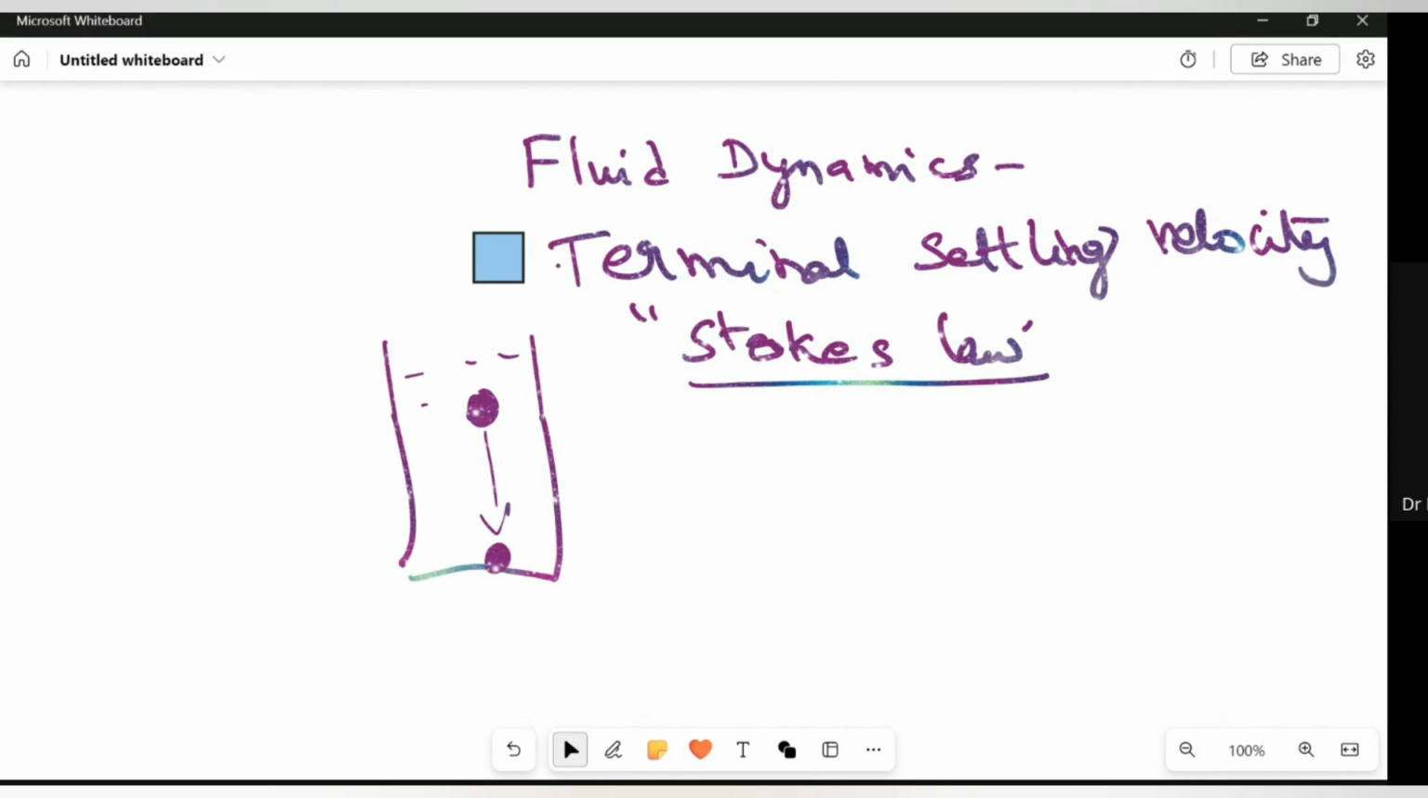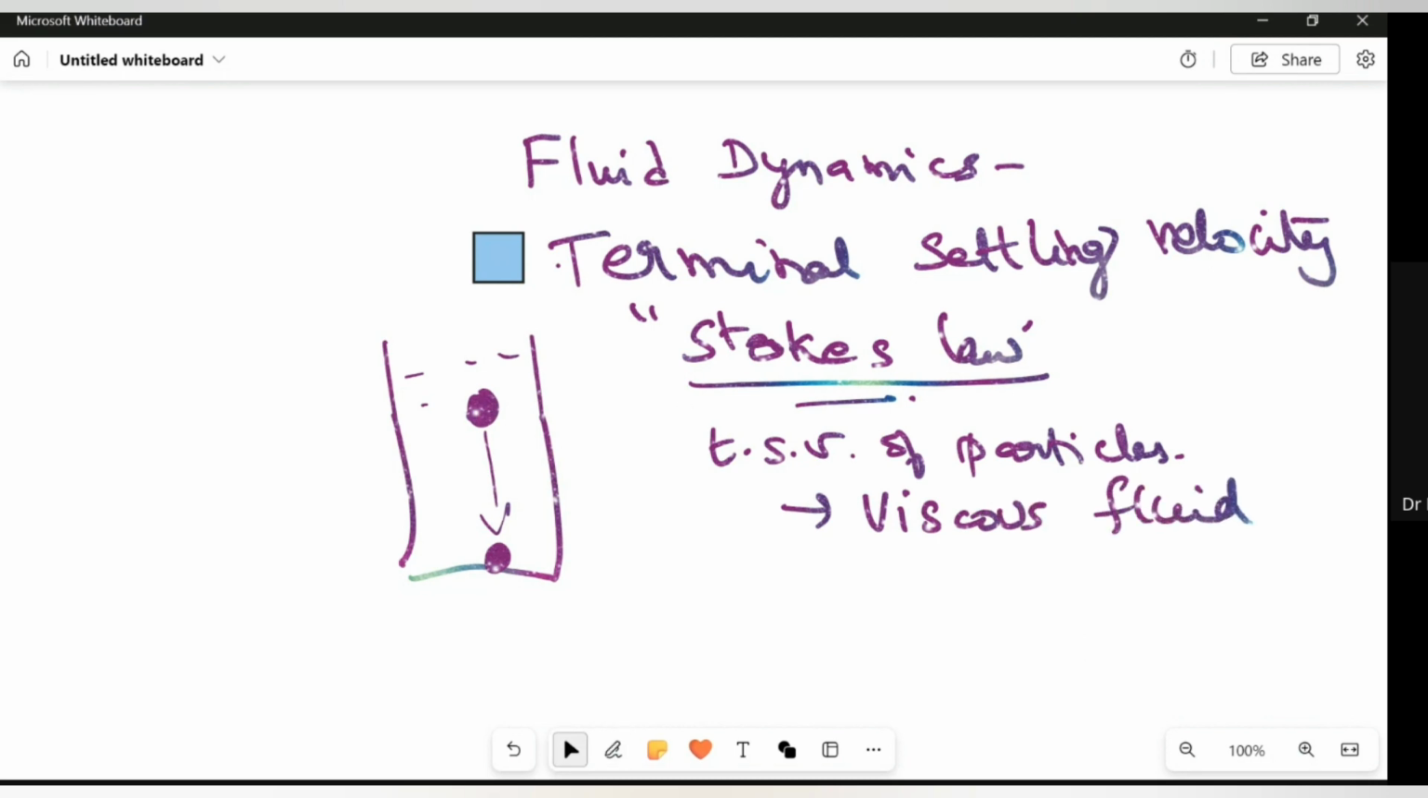So we should know that the settling process is not just a random occurrence, it's a highly organized and predictable event. And that's where Stokes' law comes into the picture. We know that Stokes' law is a fundamental principle in fluid dynamics that allows us to understand and calculate the terminal settling velocity of particles when they navigate through a viscous fluid. So, whether you are interested in environmental science, engineering, or you are just a curious learner, this law opens up a world of knowledge.